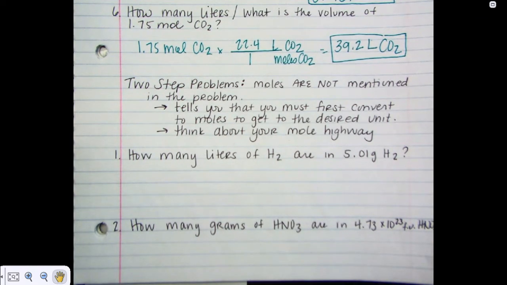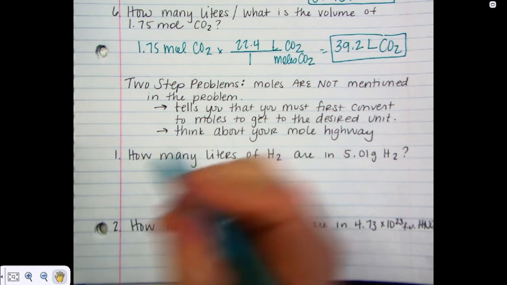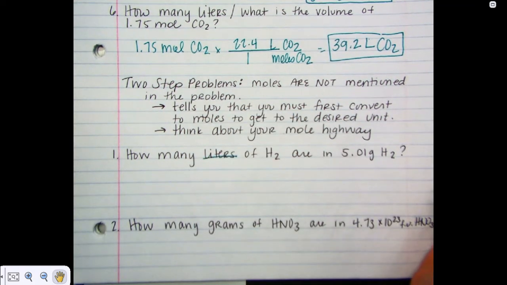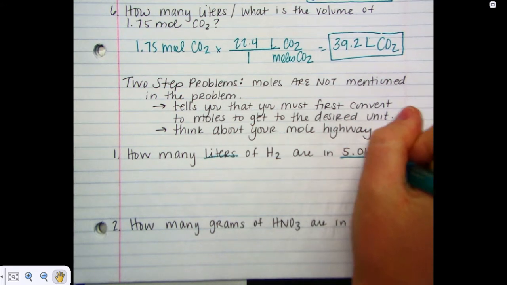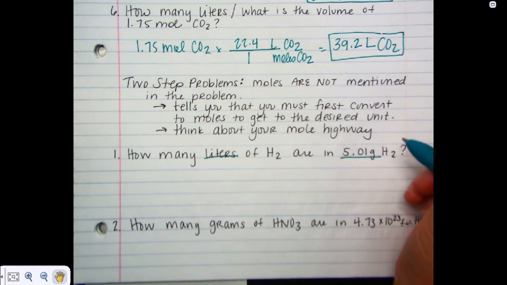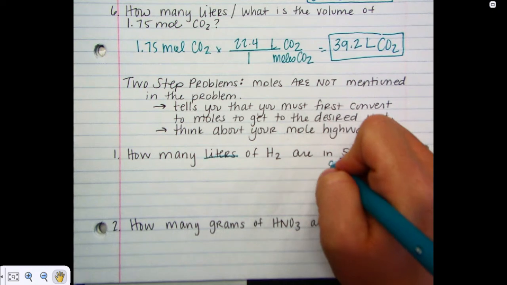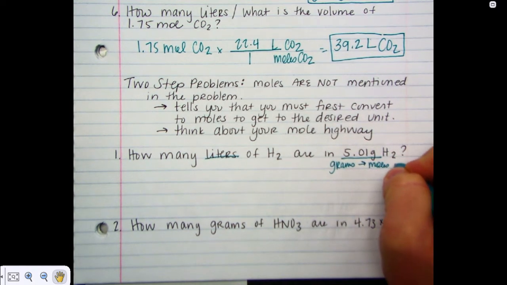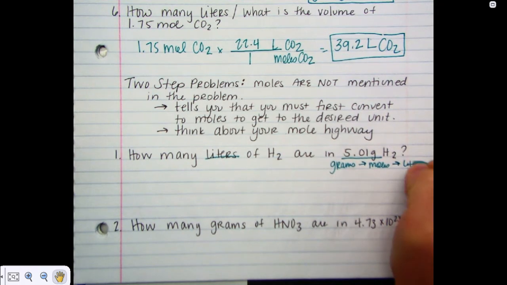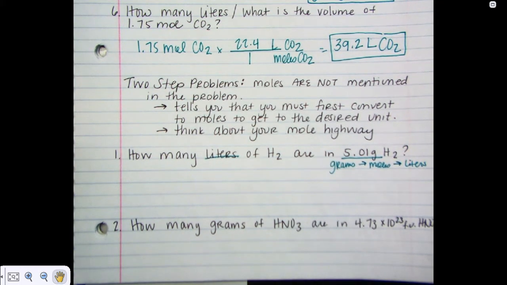This is not every possible combination you would see, but it's enough for you to see what we're doing here. So pay attention to the process. How many liters are in 5.01 grams? So what you need to think is, okay, I'm in grams. I can't go straight from grams to liters. I don't have an arrow on my highway, but I can go from grams to moles, and from moles I can go to liters, and that's 2 steps, but I'm only writing 1 equation.